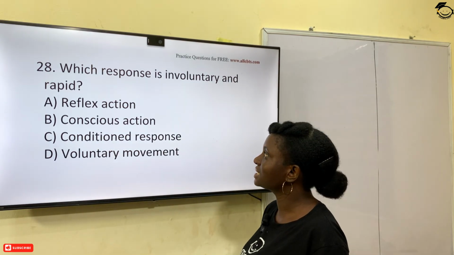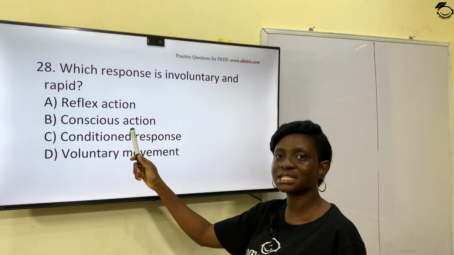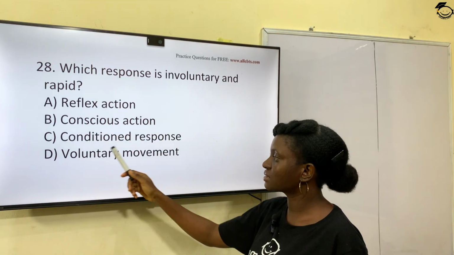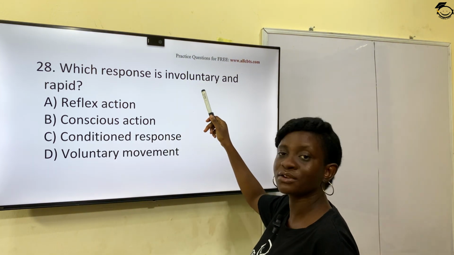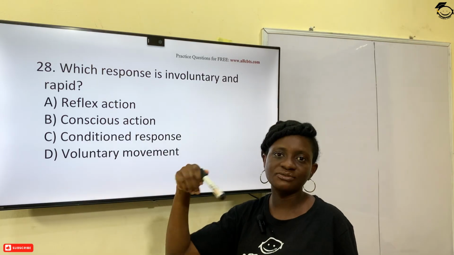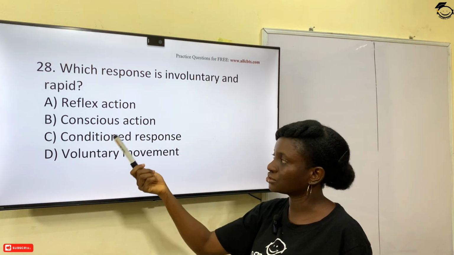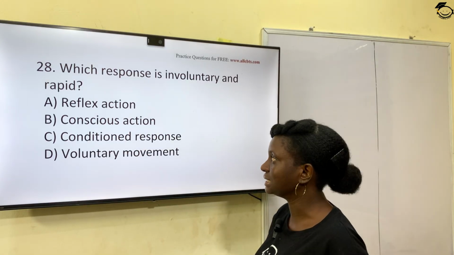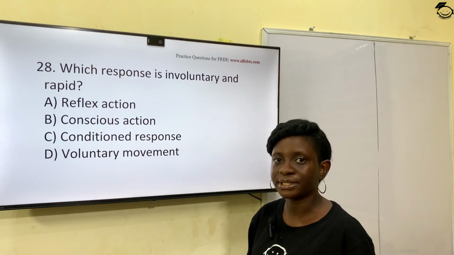Question 28. Which response is involuntary and rapid? A. Reflex action. B. Conscious action. C. Conditioned response. D. Voluntary movement. So which response is involuntary? That means it is unplanned, and rapid, fast. So the correct answer is reflex action. Sometimes when you sneeze, it's unplanned, you didn't plan it. So it's known as reflex action, option A.